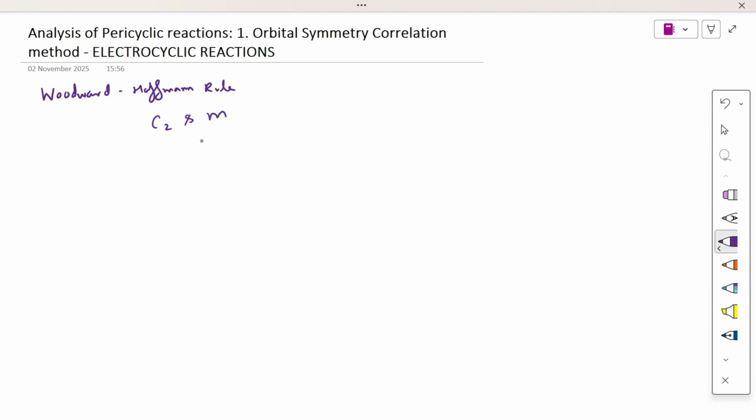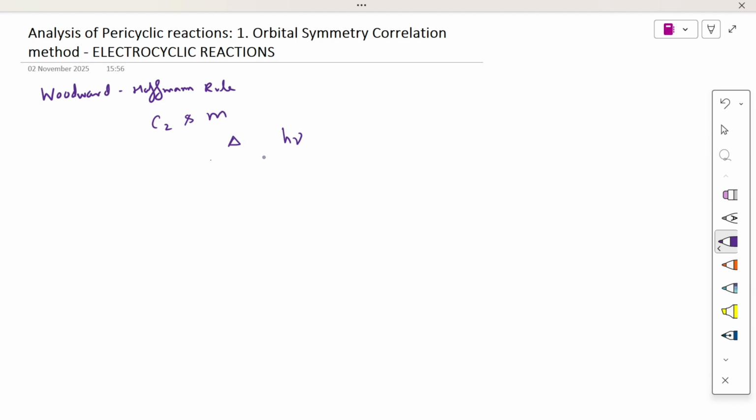After this has been done, we are going to draw a correlation diagram in such a way that we match the molecular orbitals of the reactant to that of the products. If the ground state symmetries of the reactant match those of the product, then it is thermally allowed. But if the symmetry of the molecular orbitals of the reactants matches that of the product in the first excited state but not in the ground state, then it is photochemically allowed.